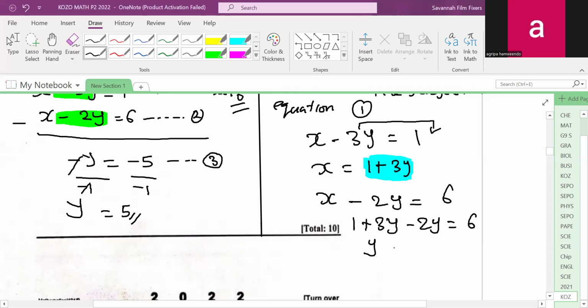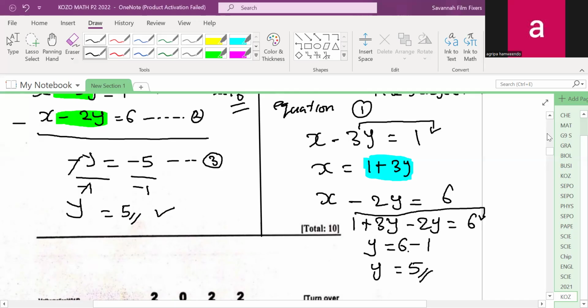Yes. So y will be equals to 6 minus 1, so the 1 will cross over, becomes a negative, right? Yes. So y is equals to 6 minus 1, it's 5, which is the same answer as this one.